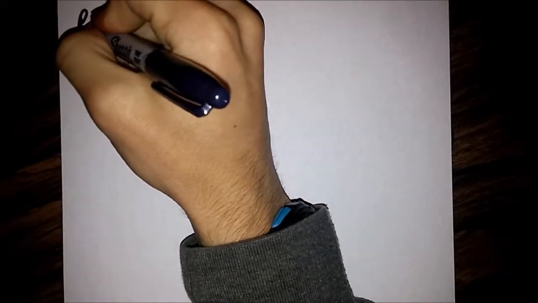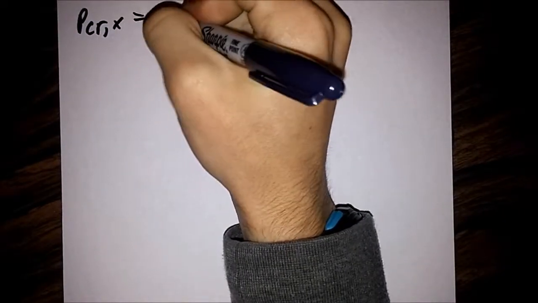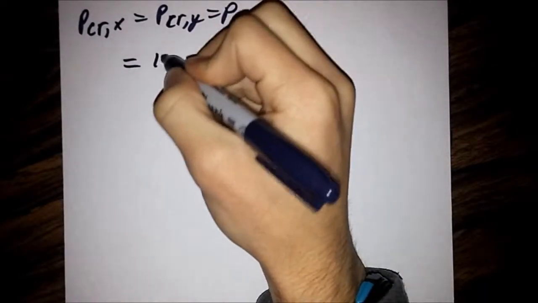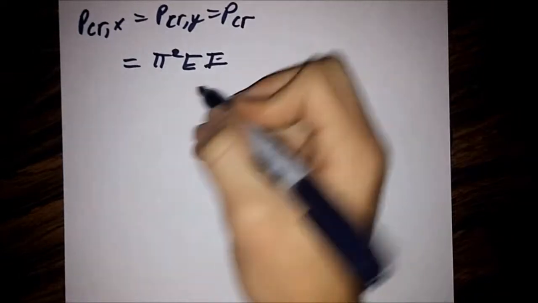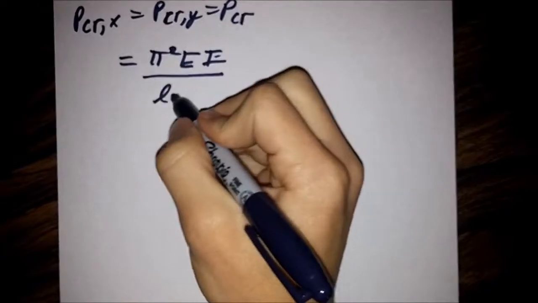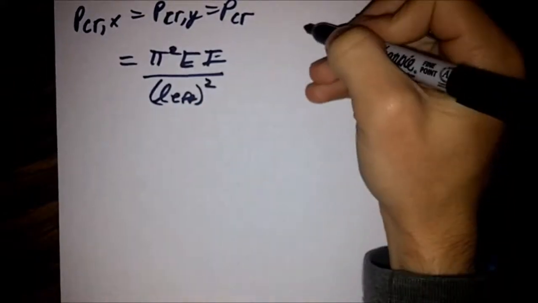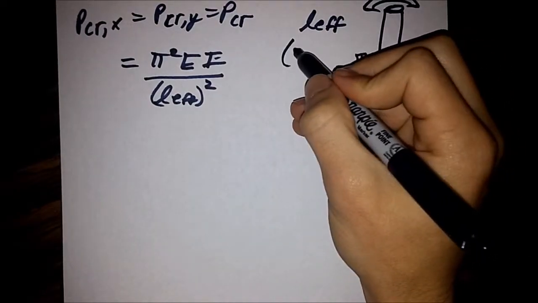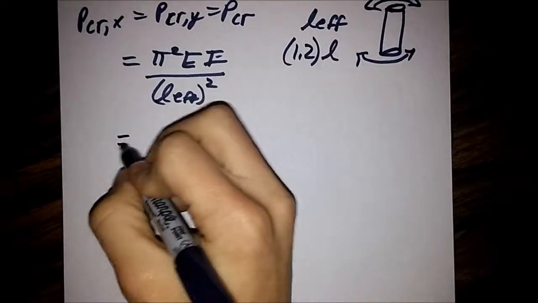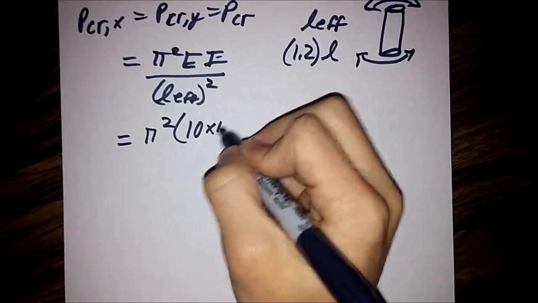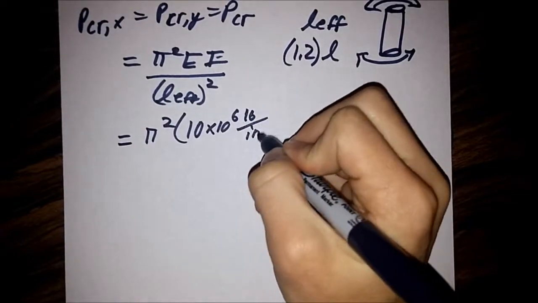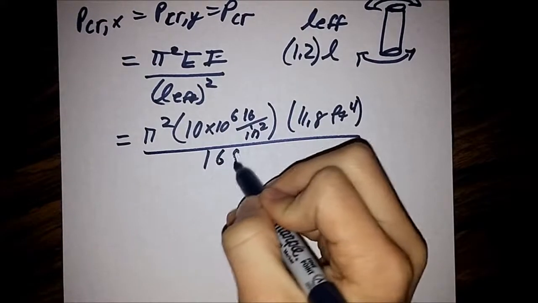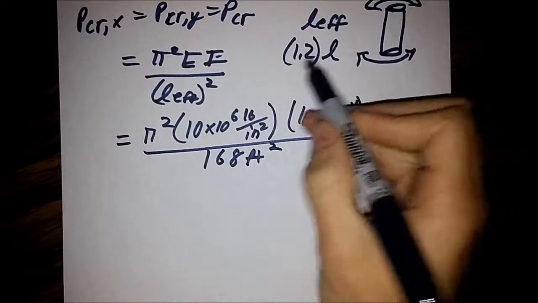Now for buckling, again, for symmetry, we have P critical X equal to our P critical Y, which will just be our total P critical, which is equal to pi squared times the modulus times moment of inertia divided by our effective length squared. Now our effective length for a free body is 1.2 times our length. So that would be pi squared times 10 times 10 to the 6th pounds per inches squared times 11.8 feet to the 4th over 168 feet squared, and that is 140 times 1.2.